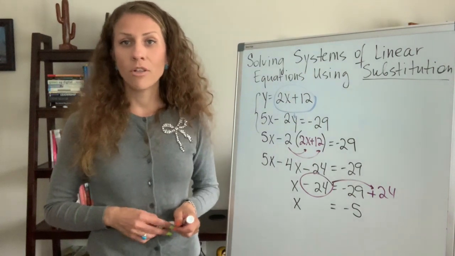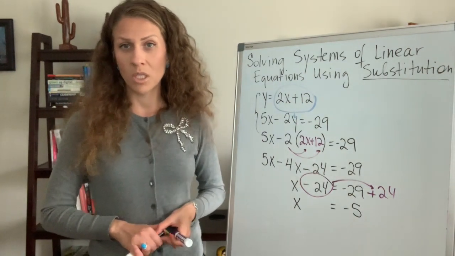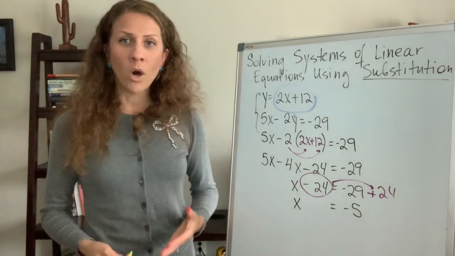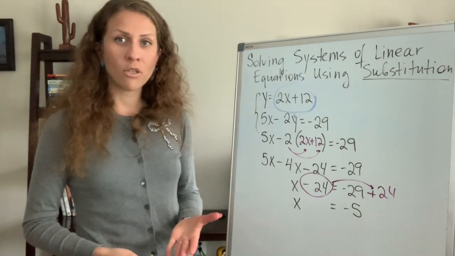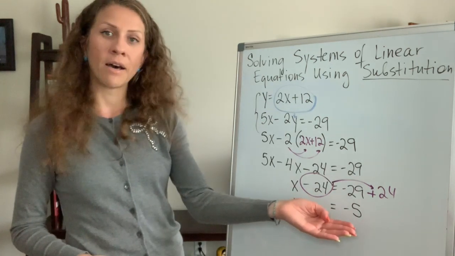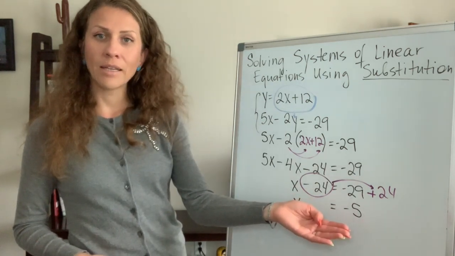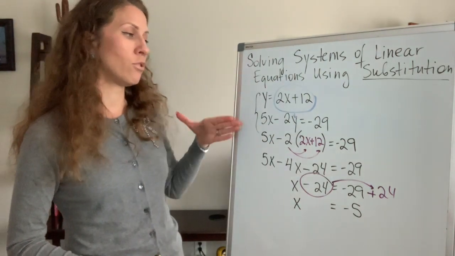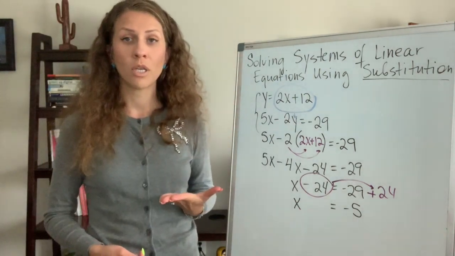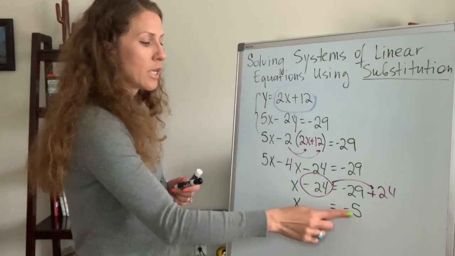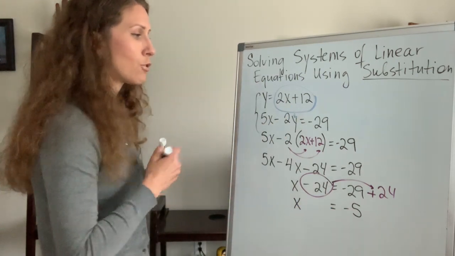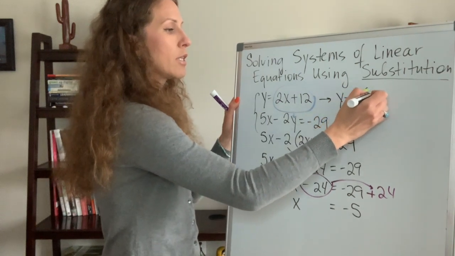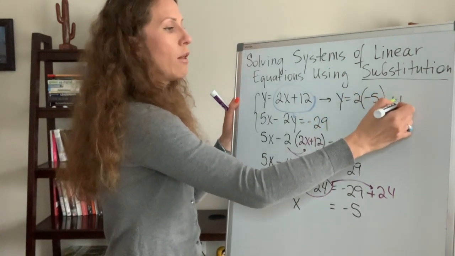So we have the value of x. Remember, the solution to a system is both the x and the y, so we have to now find the y. To find the y, you're going to take the value of x that you just found, and that's -5, and plug it back into one of the original equations in the system. Either the first one or the second one, it's up to you to choose. I will now replace x with -5 in the first equation. So that will give me y equals 2 times -5 plus 12.